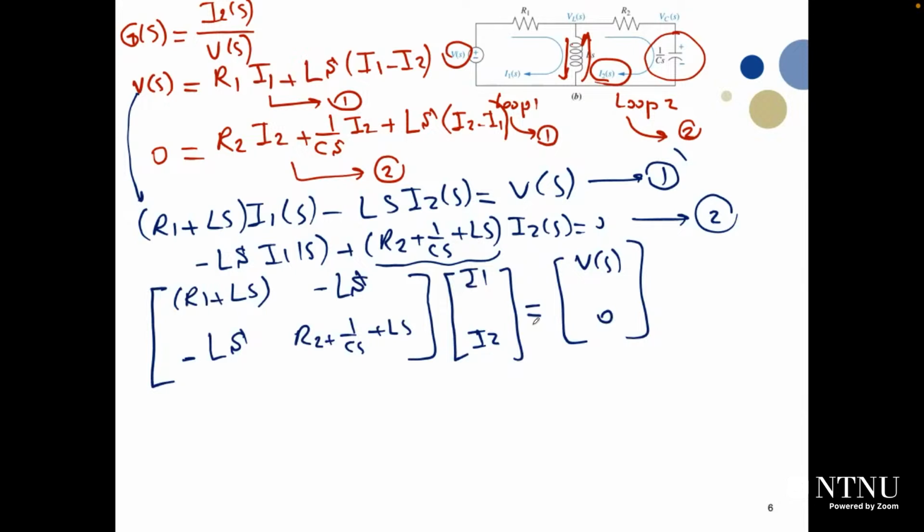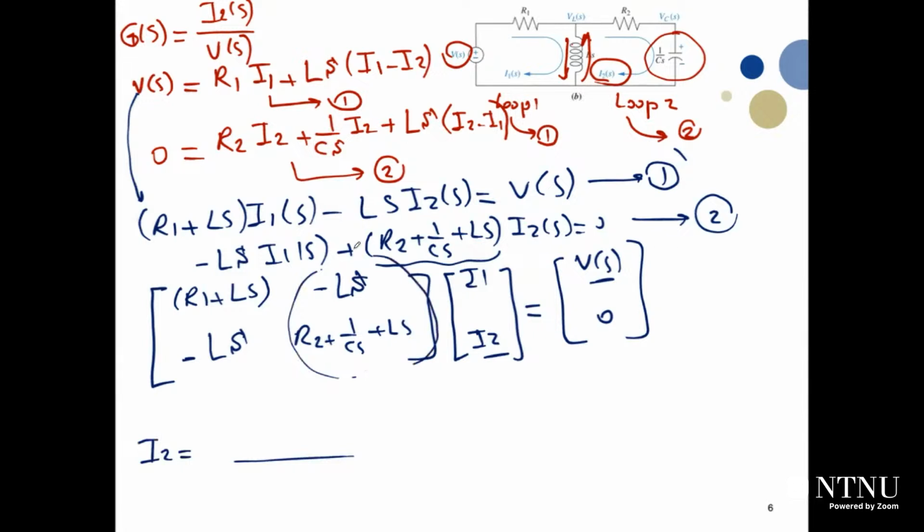Remember, what is required here is to get I2 divided by V of S. So now we need to get I2. How can we get I2? So there is something called Cramer's rule. This Cramer's rule, in fact, is a way for solving this equation. We can solve it in a long way, but there is one easy way for doing it. If you want to get I2, it will equal, this is the column of I2, in fact.